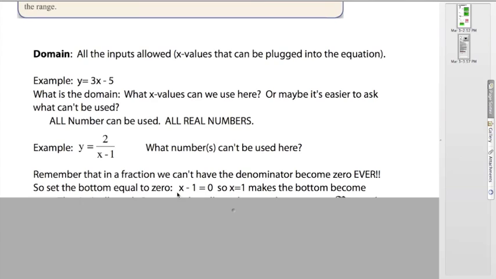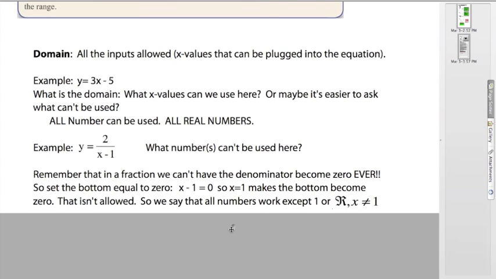Right? So if that's true, then we want to know this question. What makes that part become 0? So we do this. We set the bottom equal to 0. x minus 1 equals 0. And so it's clear that if I plug in a +1, so x equals 1, it makes the bottom become 0, and that's not allowed. That would give me error or undefined, or your calculator would give you error, real or non-real answer, or something like that.